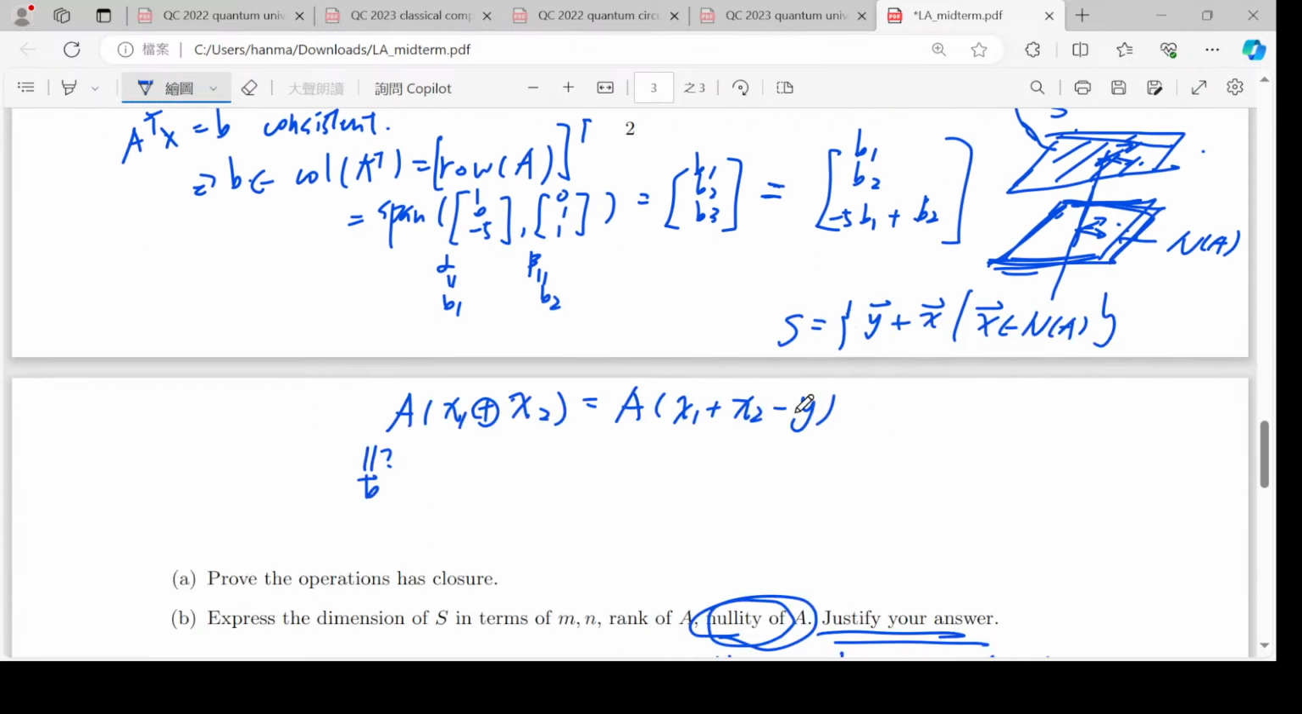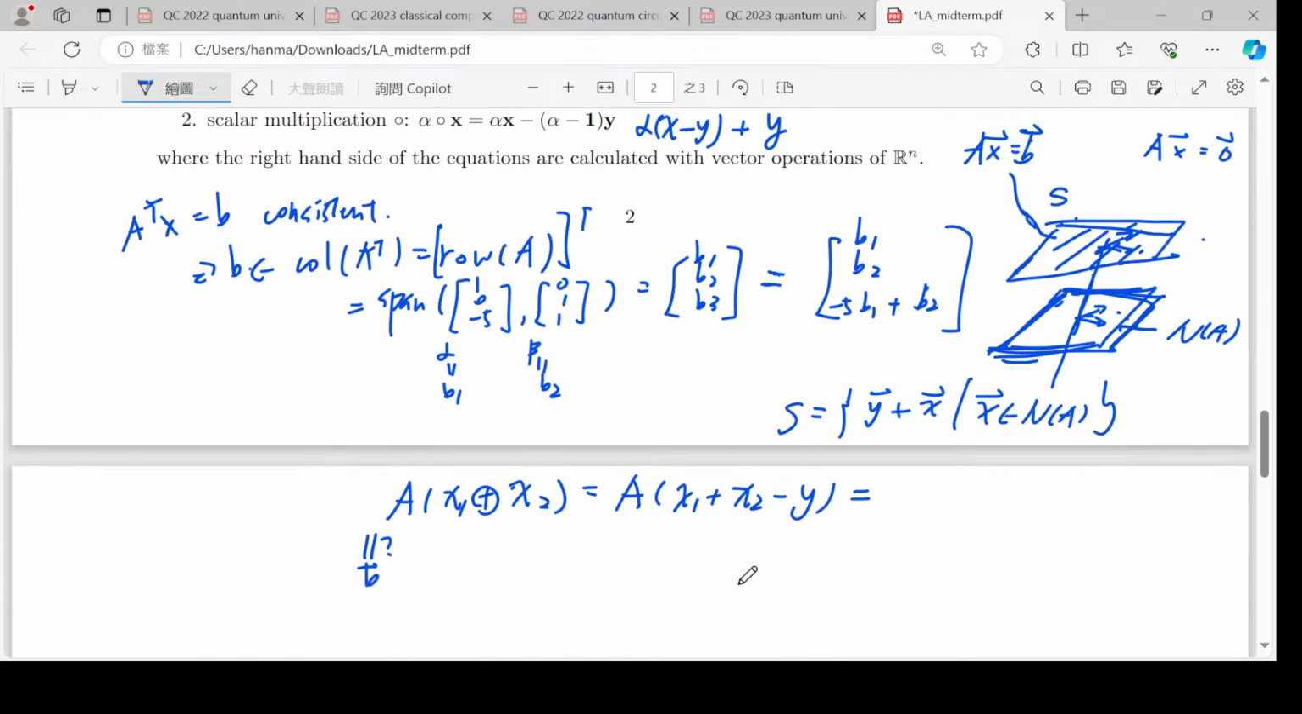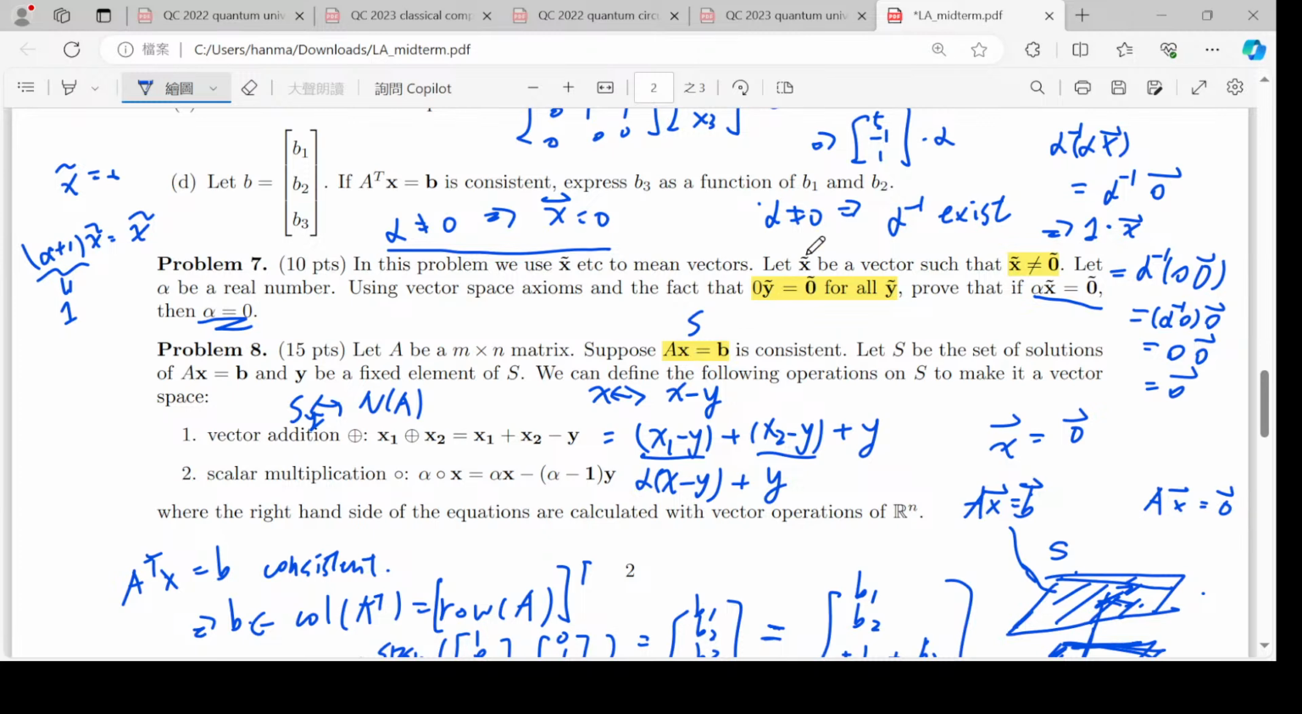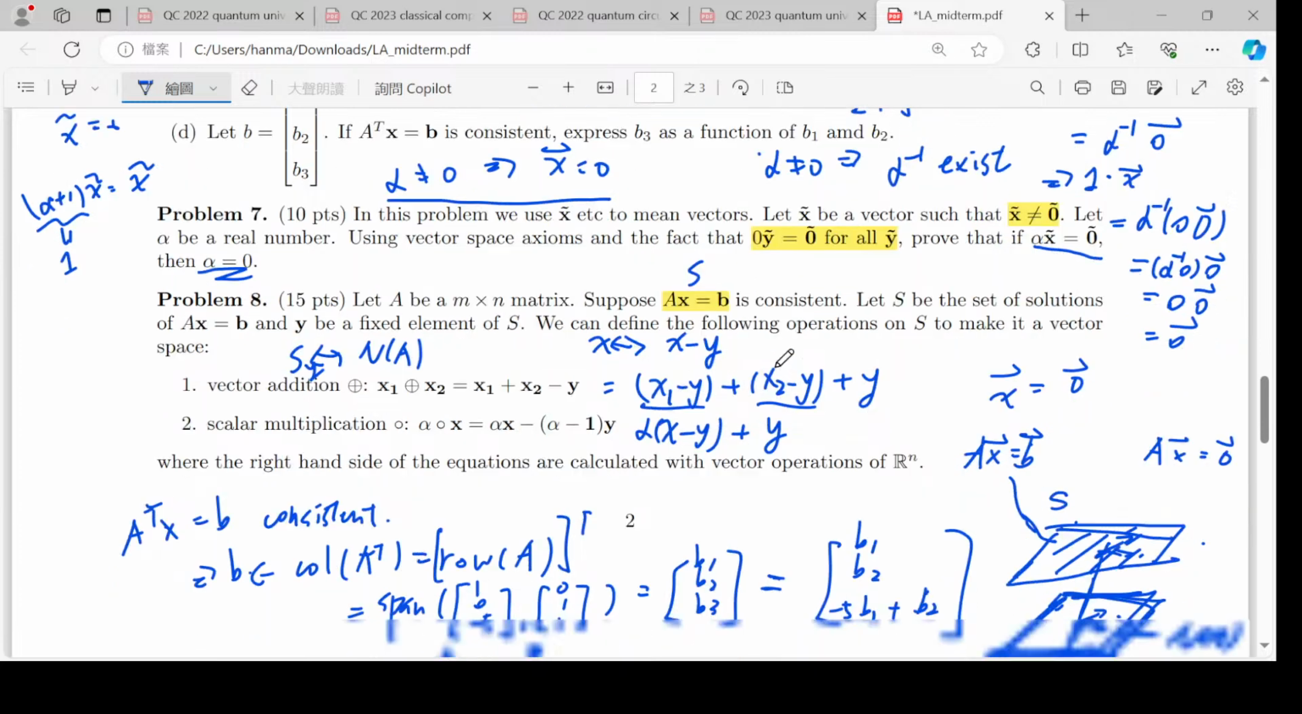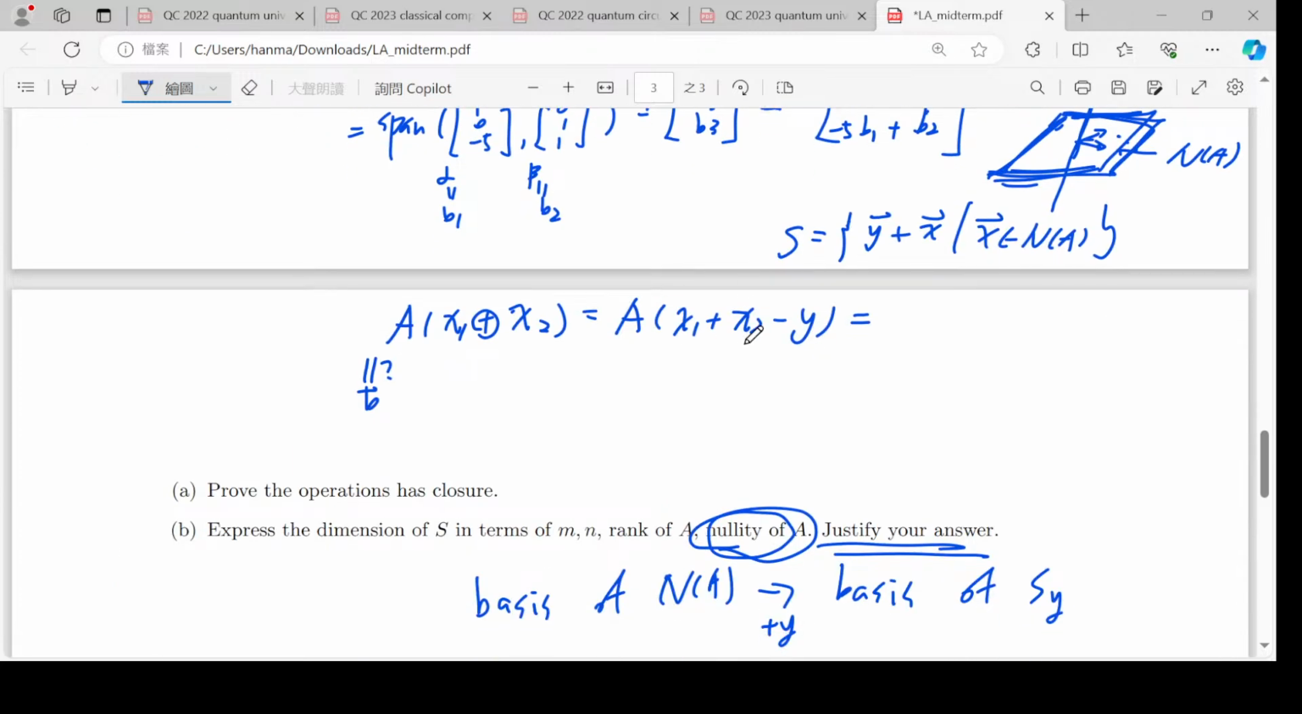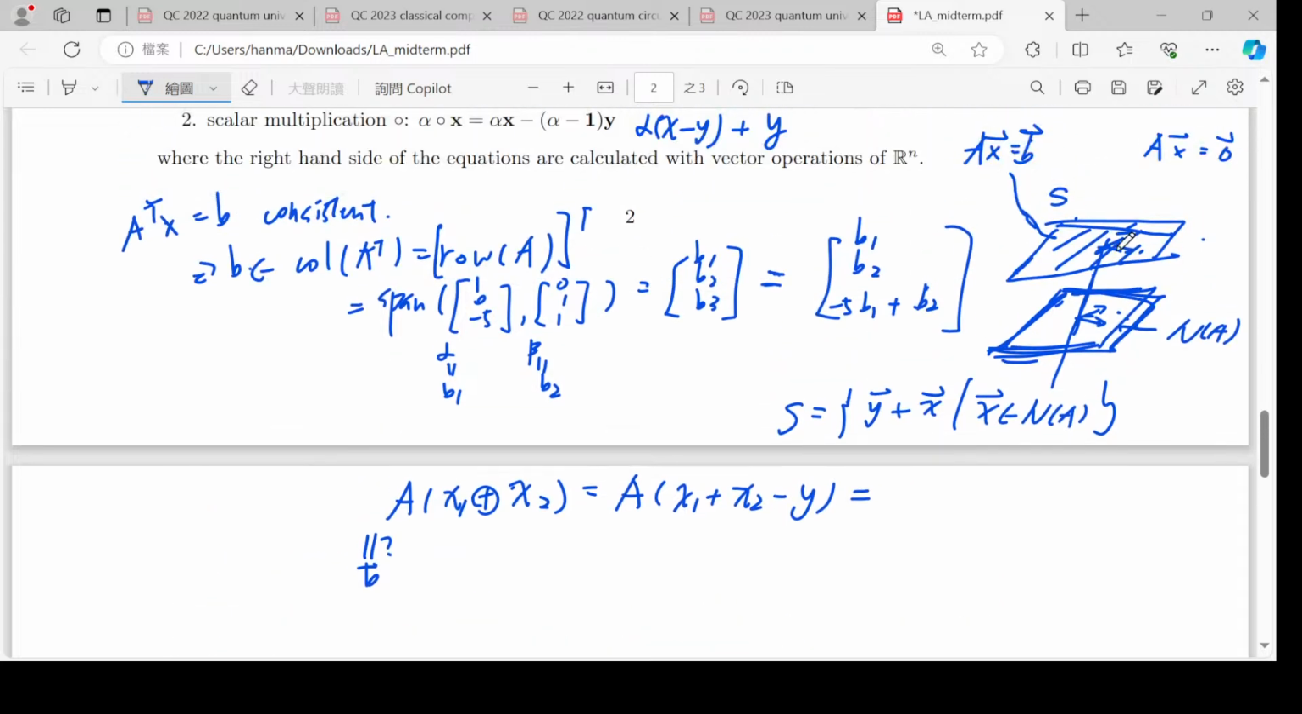So now we go to the addition and subtraction, and then by linearity, it's very similar to the calculation we do when we think about null space. And so Ax1, because x1 is inside S, should equal B. And Ax2, because x2 is inside this S, is also equal to B. So I guess that's right.